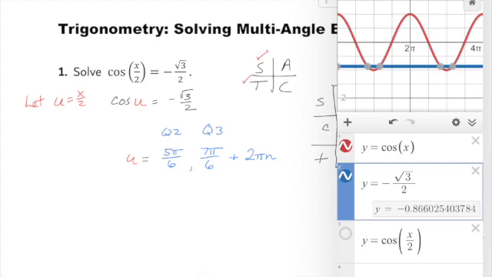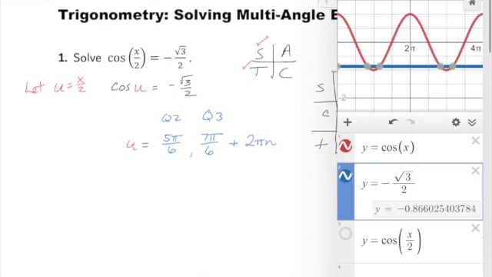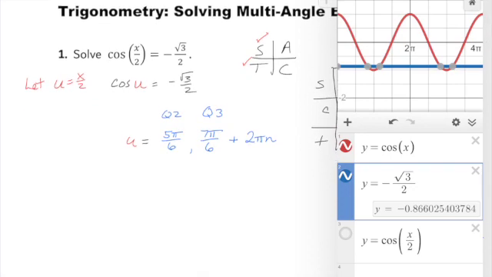But okay, so here's the thing. u, remember, was standing in place of x over 2. So that's where we're going to now substitute this back in and say, okay, u was just representing x over 2.